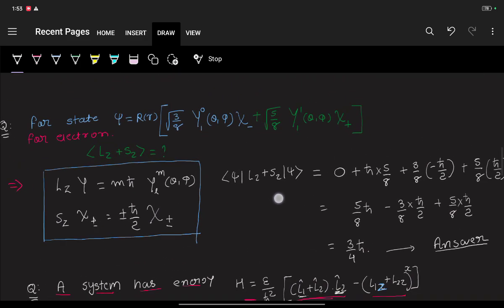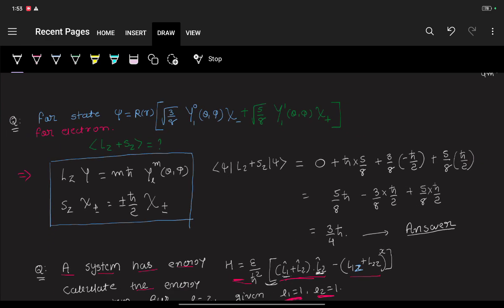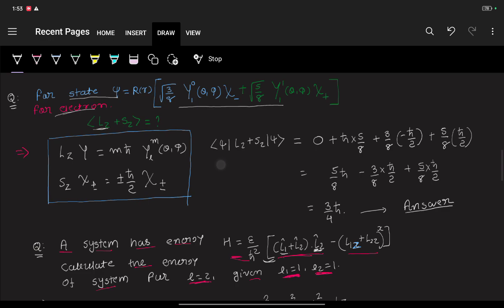The question was from quantum mechanics. The state wave function was given, obviously for the electron. We need to find out this expectation value, which is Lz plus Sz. Now we know that if Lz operates on this spherical harmonic, we get m h cut and Ylm theta phi, and if Sz operates on chi plus or minus, we will get the h cut by 2 eigenvalue.